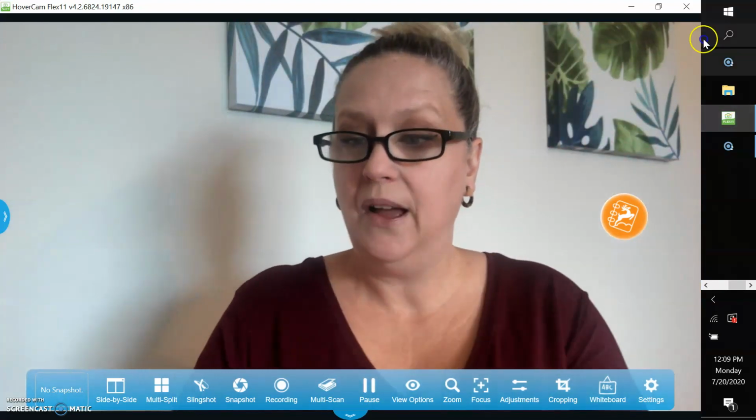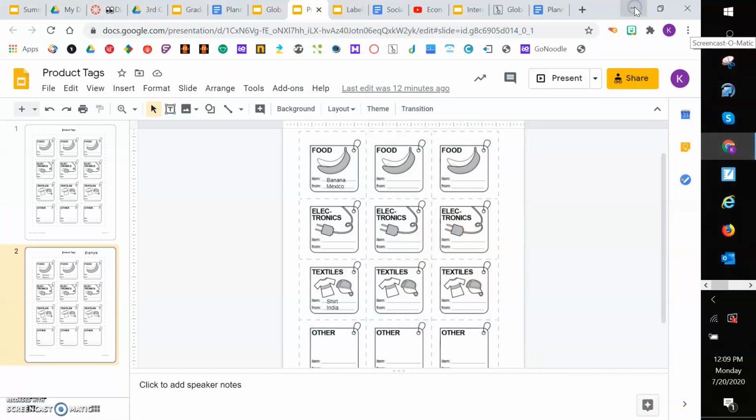So on my paper, on my product tags, what I did was I wrote down shirt from India. Okay. And you're going to do that for as many items as you can around your house. Again, if it does not fall into the category of food, electronics, or textiles, which means clothing, then you can put it down here in the other tags, okay?